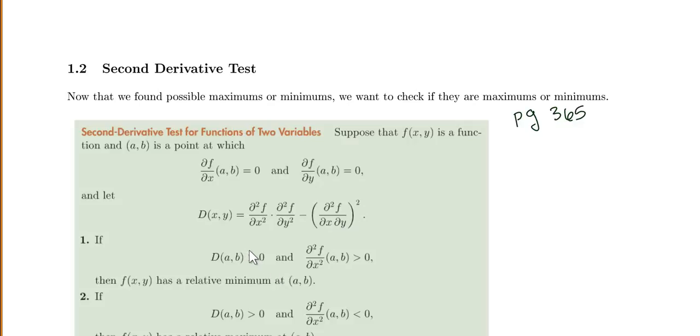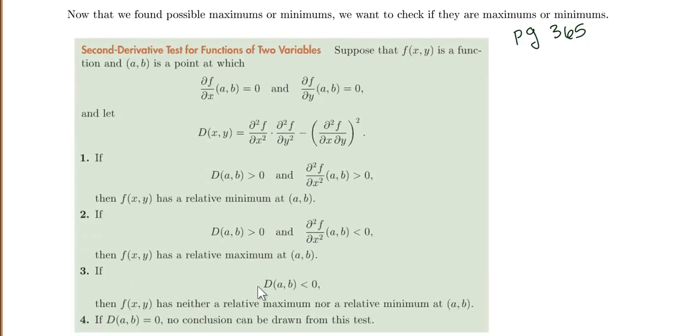Then we plug in the point, our critical point, and if D is greater than 0 and the second partial with respect to x is greater than 0, then we have a minimum. Okay. If D is greater than 0 and the second partial with respect to x is less than 0, then we have a maximum. If D is less than 0, then it has neither a max nor a min.